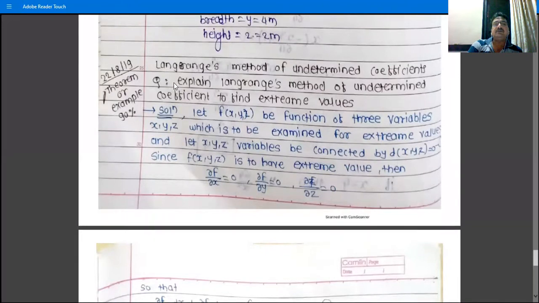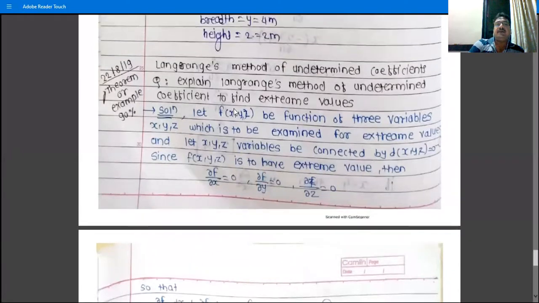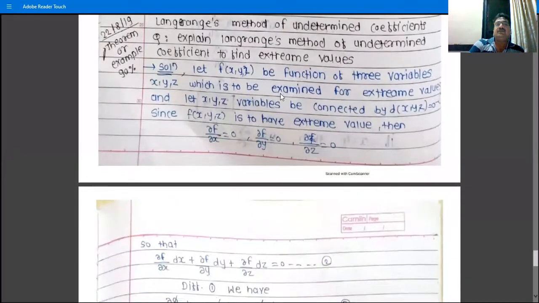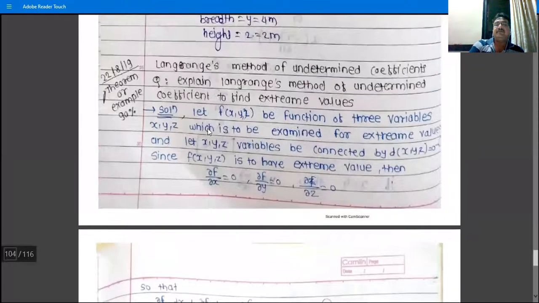So this question is also important as far as the exam is concerned. Either theory or a problem, the probability is 90%. That is, either a problem or this theory is important as far as the exam is concerned. So what is the question? Explain Lagrange's method of undetermined coefficients.